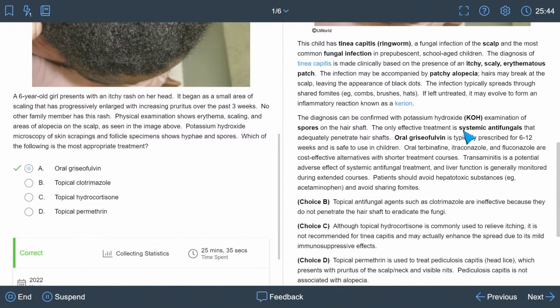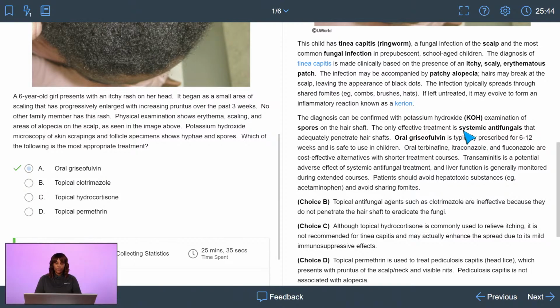Now let's go through and see why B, C, and D were incorrect. Typically, topical clotrimazole, which is a topical antifungal agent, is not going to be very effective just because it doesn't penetrate the hair shaft and is not going to actually eradicate the fungi. Choice C, topical hydrocortisone. If you remember last week, we had another tinea infection, or fungal infection, and we always said that you never put a steroid on a tinea infection because it's actually going to make the infection worse due to the fact that it has immunosuppressant effects.